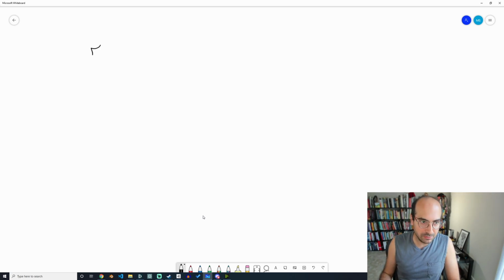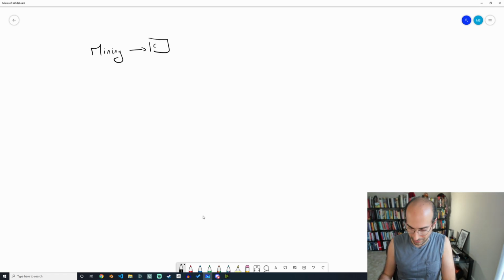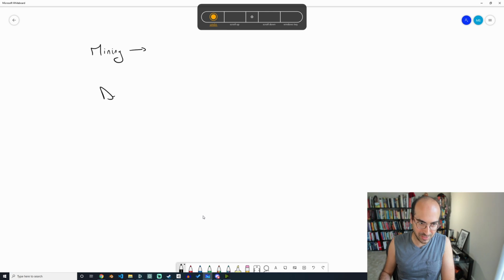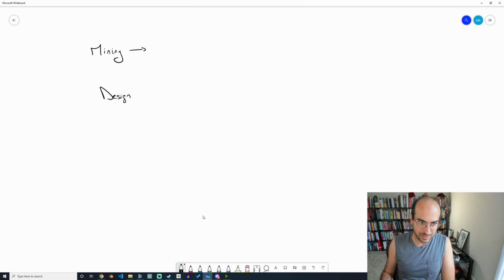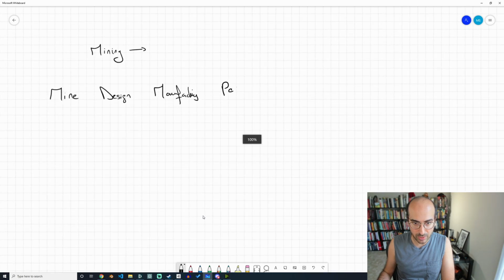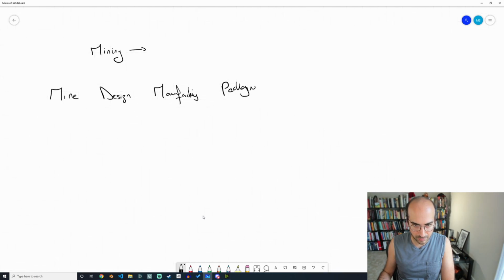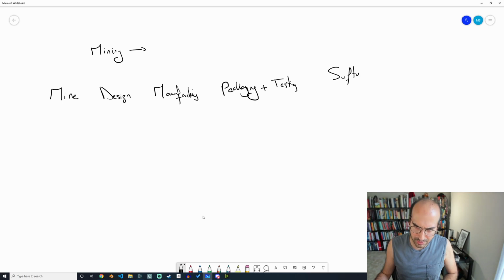So first off, you have the mining, right? This is getting resources that you can then put into the chips. You would think, okay, let's say you have a design, and then you have some mining facilities, the manufacturing facilities, and then you have packaging plus testing, right? And then of course there's other stuff, like the software and compilers, but let's ignore that part for a second.